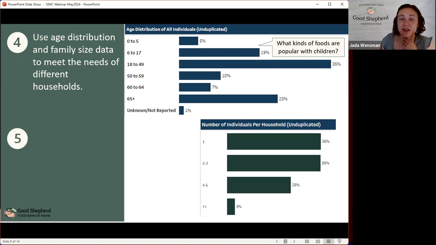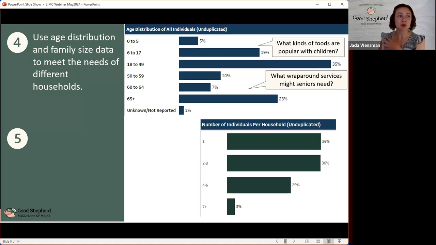So you may see that there are many more children than you typically see in the pantry that you're actually reaching with the food that you offer, because maybe those children are in school during your service hours. So thinking about then what kinds of foods might be most helpful or most interesting to children. And then similarly, if you are able to see that you have a large population of seniors, thinking about what are some of the other ways you could support that community who are reaching out to your location for food.